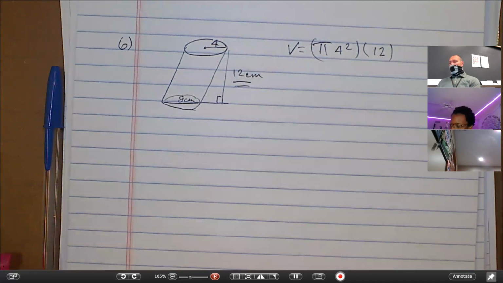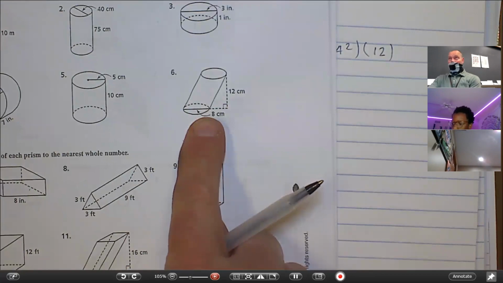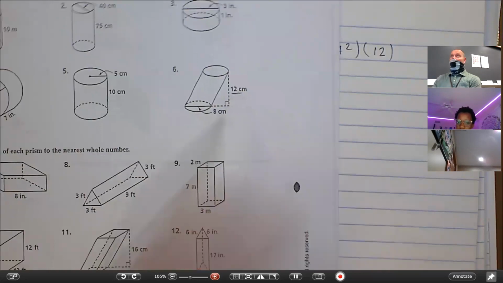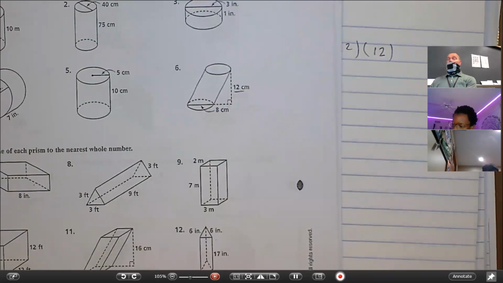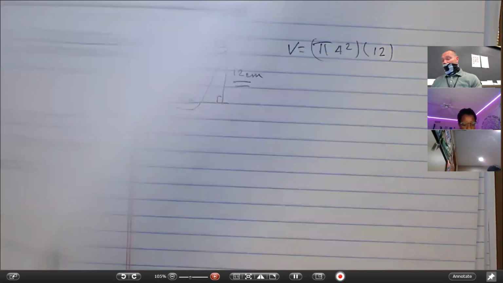So when you see something that is oblique, or kind of slanted, the volume formula still works. However, make sure that you're using the vertical height, or the height that's perpendicular to the horizontal or to the ground, as you solve these.